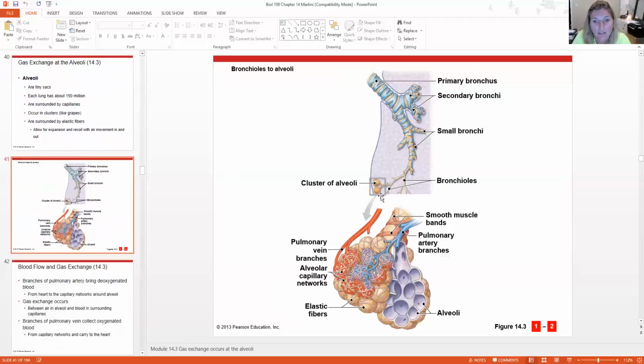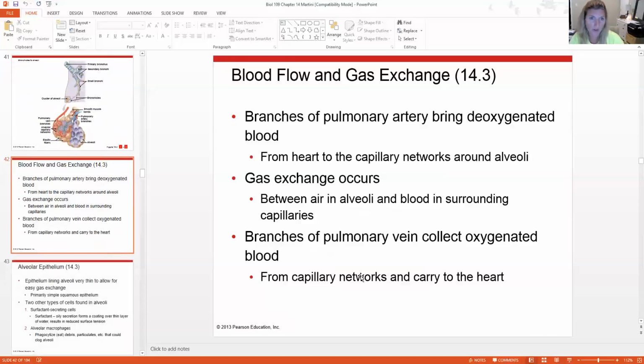And then you get to these alveoli, which are clustered around each other like grapes, and lots of capillaries around those areas. So the branches of the pulmonary artery bring deoxygenated blood from the heart to the capillary networks that surround the alveoli. And then gas exchange occurs between the air in the alveoli and the blood in the surrounding capillaries.